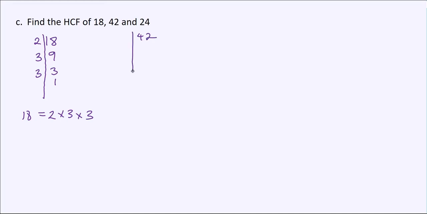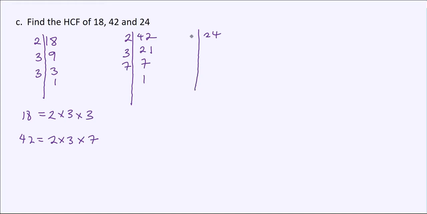For 42, we can use 2. 42 divided by 2 is 21. 2 cannot go anymore, so we use 3. 21 divided by 3 is 7. And then 7 divided by 7 is 1. So for 42, we have 2 multiplied by 3 multiplied by 7.